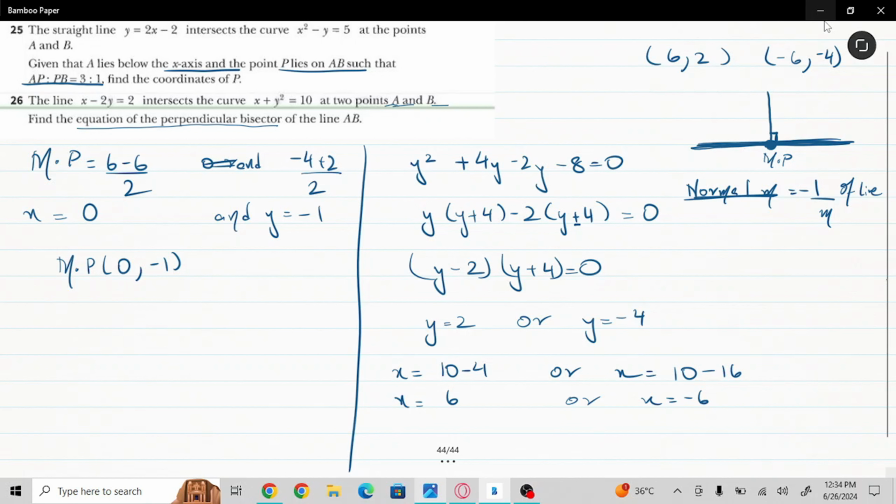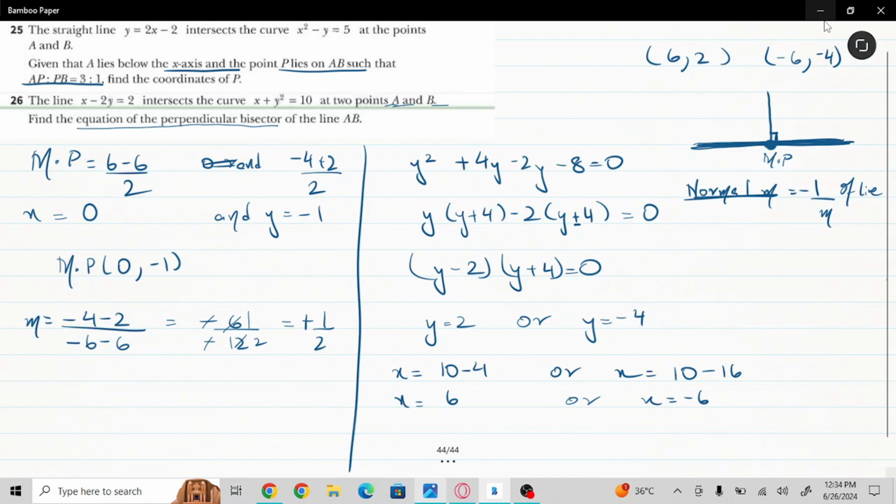Before that, we need another thing. We need the gradient of the line. So m is equal to y2 minus y1, minus 4 minus 2, divided by x2 minus x1, minus 6 minus 6, which is equal to negative 6 upon negative 12. Cut down these negative values: 6 one the 6, 6 two the 12. So we get 1 upon 2, positive 1 upon 2. This is the gradient for our straight line.